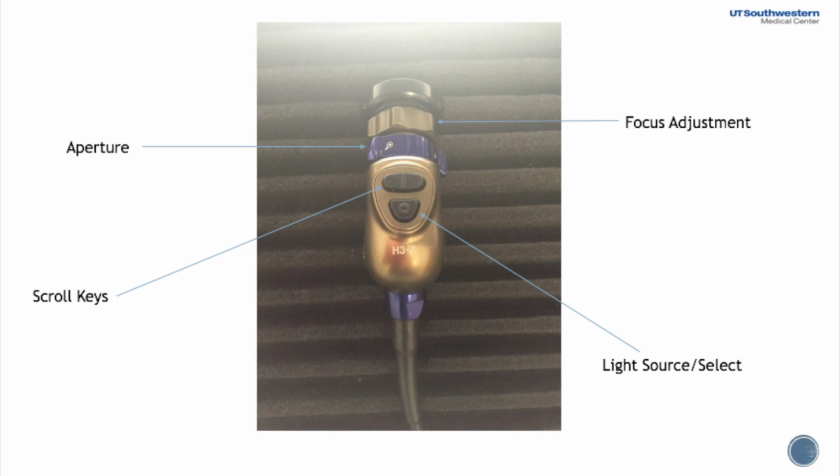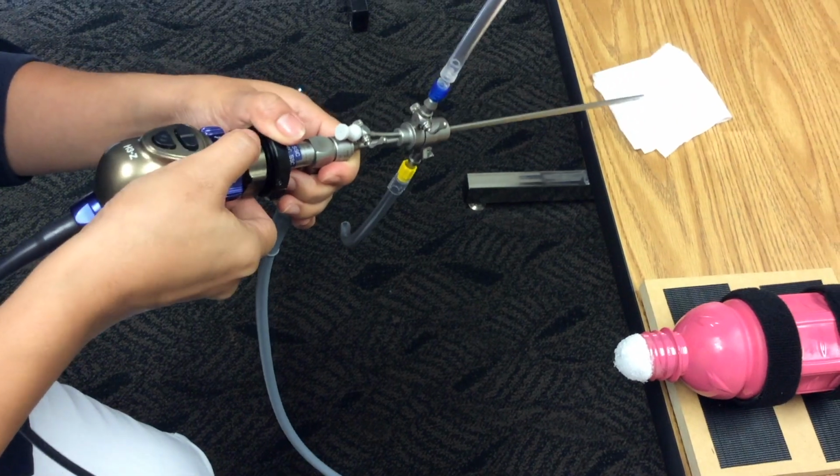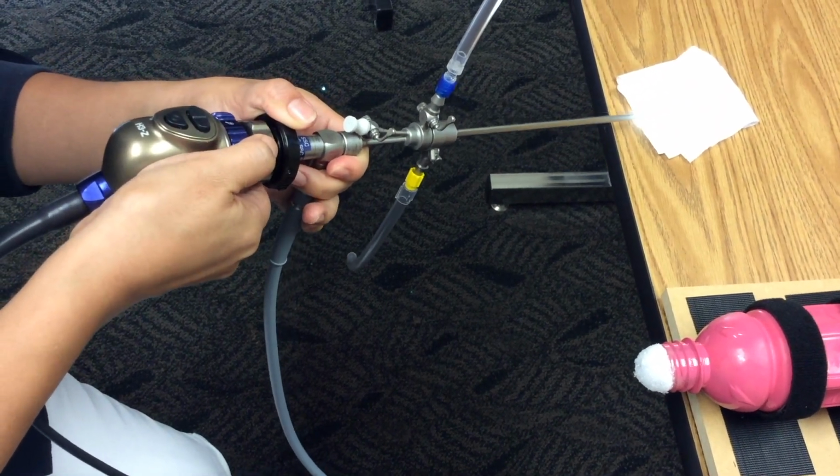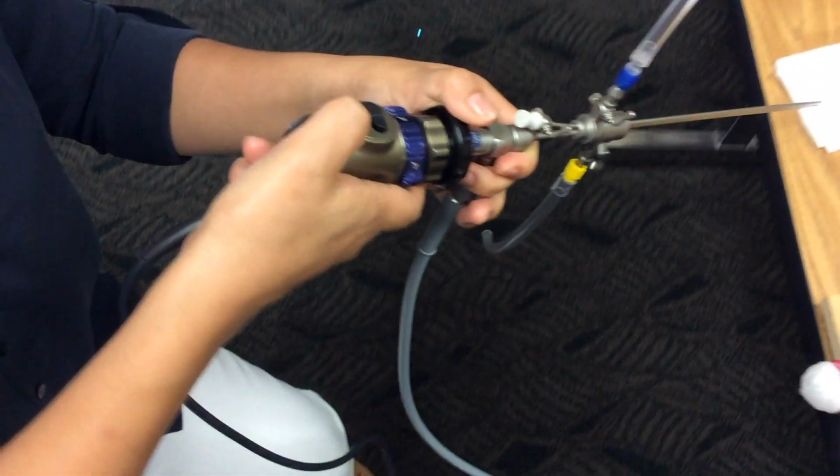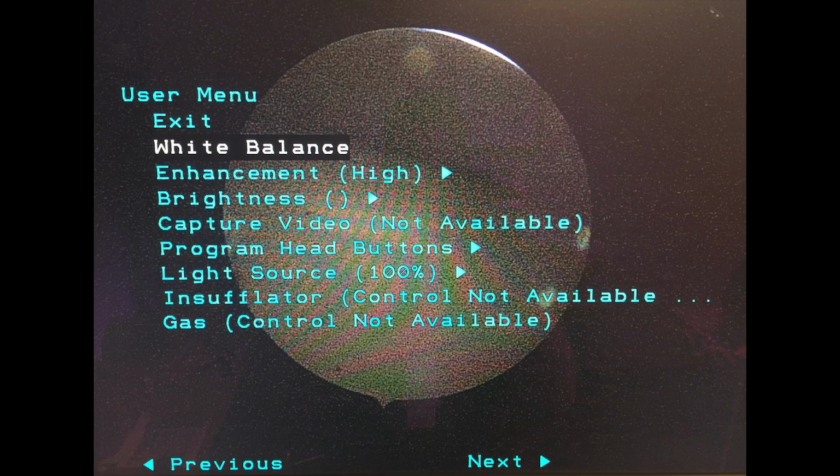This is your camera here with the various features. There's a focus adjustment knob, aperture knob, scroll keys, as well as the light source key that acts as a select key. In order to white balance, you will focus your camera onto a white object such as a rate tag. You will use your light source or select key to bring up this menu and use your scroll keys to highlight white balance. Here, you will select white balance.